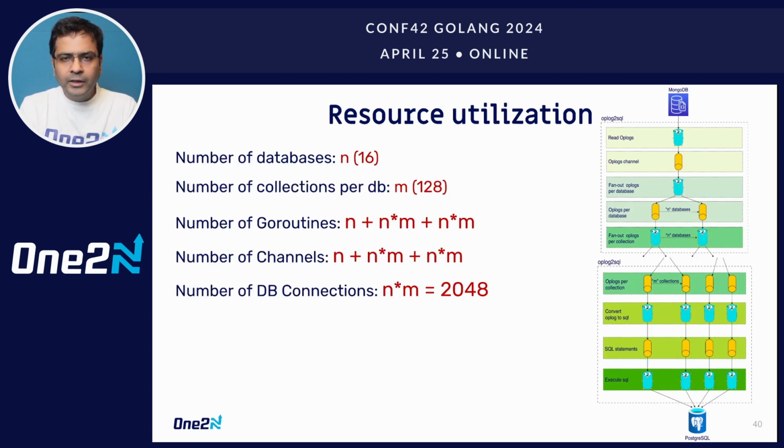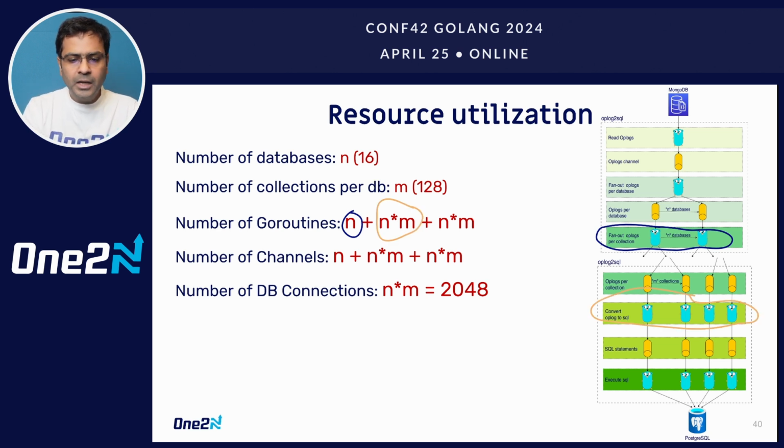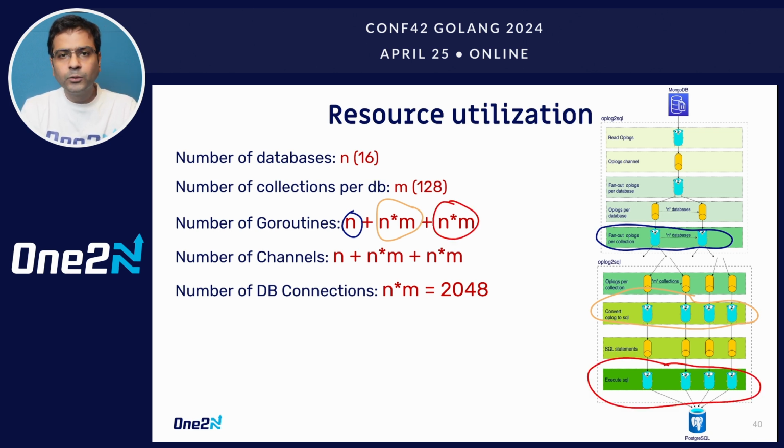What we have in terms of resource utilization though is that imagine we have 16 databases and we have 128 collections per database, right? That's on the higher side, but let's imagine that. So the total number of go routines that we'll have is n number of fan out oplogs per database, right? So we have n go routines like this. Then for each database, we're going to create m go routines. So there are going to be n multiplied by m of those yellow go routines. And lastly, for execution of SQL, we are going to have one go routine per database collection combination. That means n multiplied by m again.